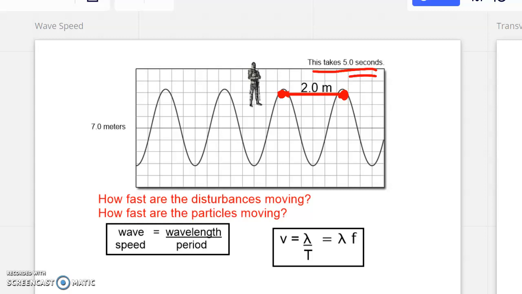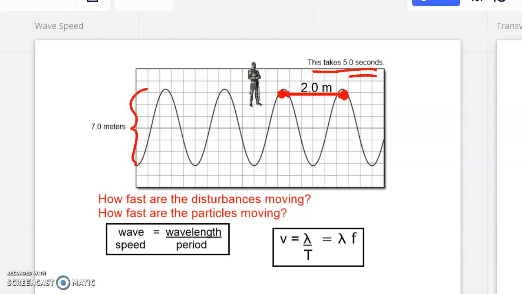Now, I'm marking this distance as 7 meters. This is the distance from the crest to the trough. I don't actually have a good vocabulary word for that, but I have a good vocabulary word for half of that. And so I'm going to ask, how long does it take that disturbance to pass by?